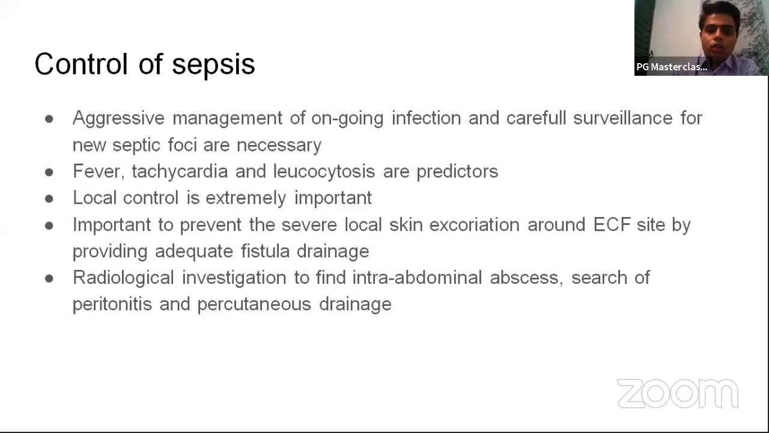Next one is the control of the sepsis. Nothing about NJ tubing? Proximal, sir. You have said something about pancreatic fistula. That's why I pointed out that a feeding NJ tube is also good, because you have taken up pancreatic fistula also.